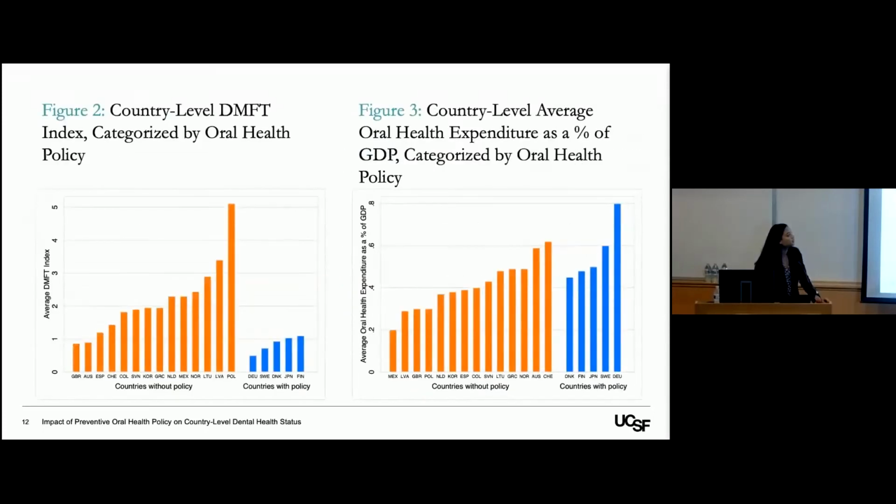And these graphs are just further illustrating those relationships. In figure 2, you can see countries with the policy have significantly lower DMFT indexes. And in figure 3, you see that countries with the policy have higher oral health expenditures.